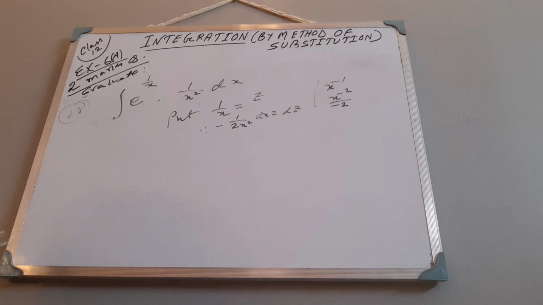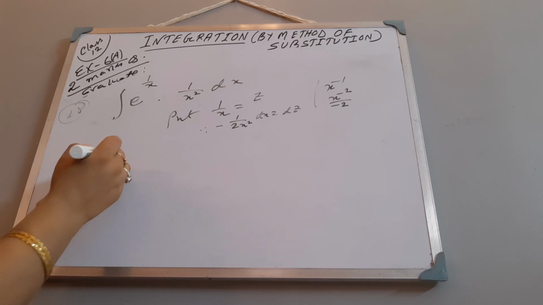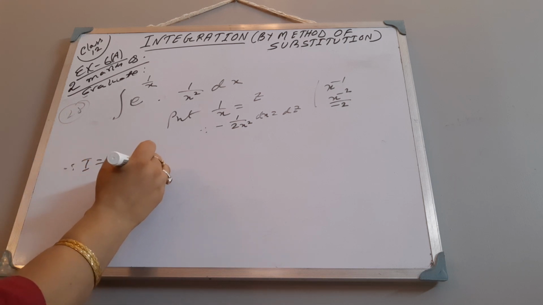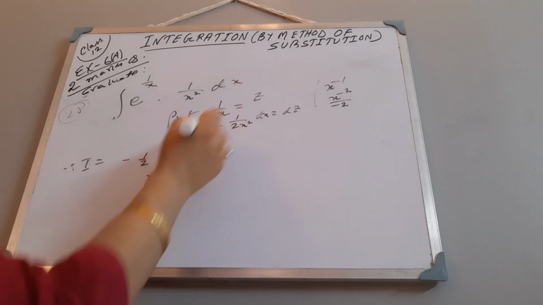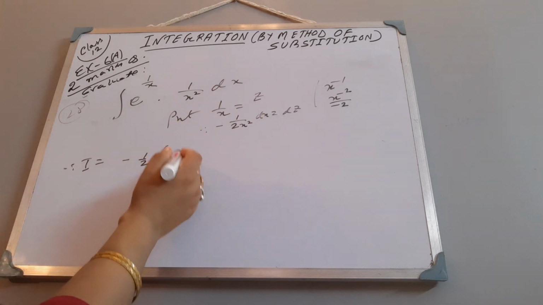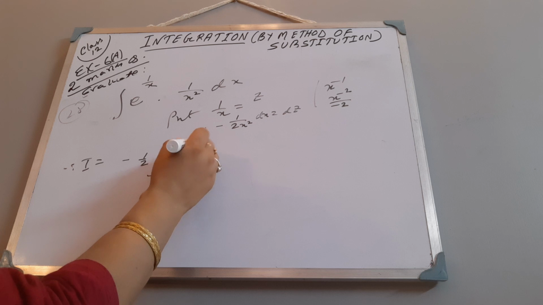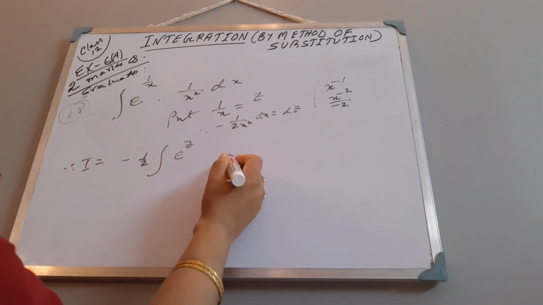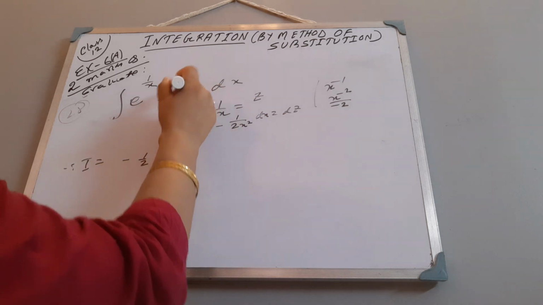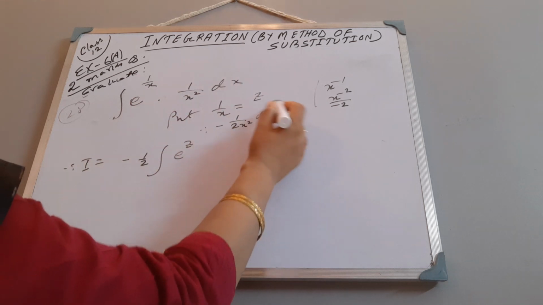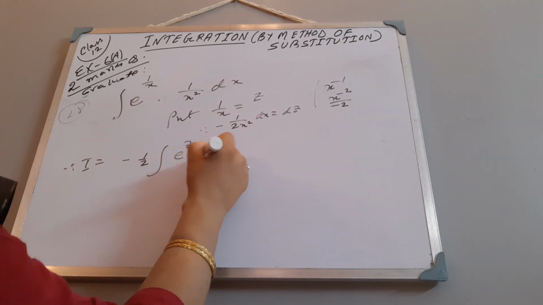Therefore, I is equal to, what is I? I will be minus half integral e to the power 1 by x, where we have taken 1 by x as z. So we will write only z. And 1 by x squared dx, with minus half taken outside. So instead of 1 by x squared dx we will put only dz. So write here dz. Got it?